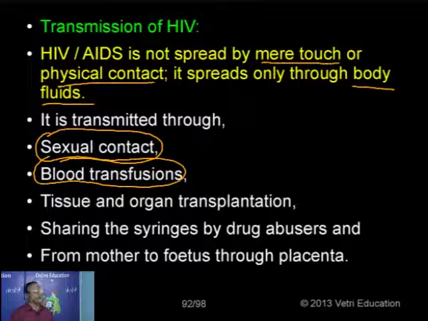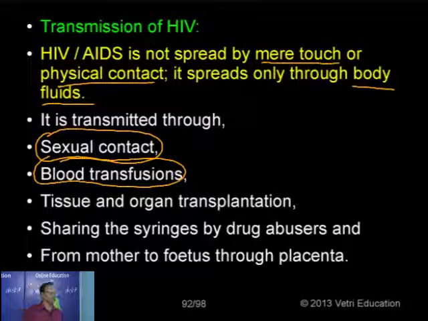Then fourthly, when a person is sharing syringes, which is very common in the case of drug abuse. The drug abuser normally uses a common syringe for injecting the drug, to feel somewhat good. So they are addicted to the drug, and these persons use a common syringe for injecting it. In such cases also it is spread because it is a body fluid transmission.